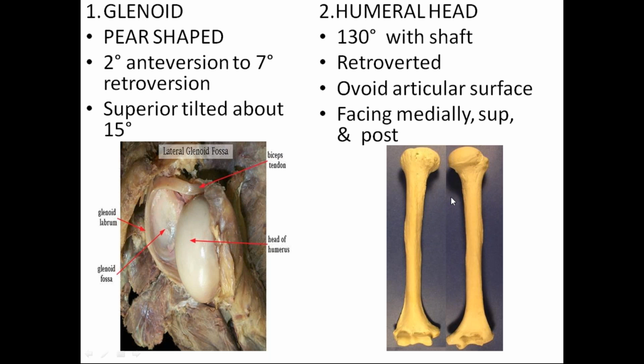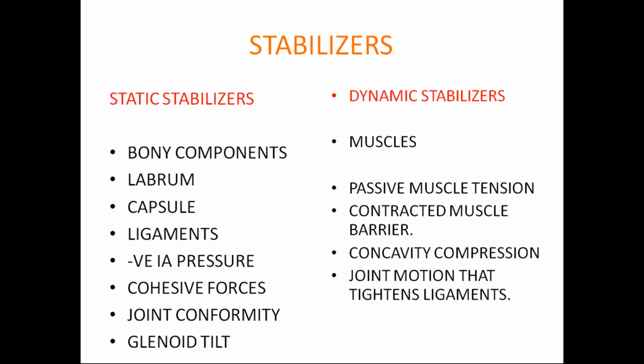The superior glenohumeral ligament mainly prevents inferior dislocation or subluxation of the joint, whereas the middle glenohumeral ligament mainly prevents excessive external rotation of the shoulder joint. The inferior glenohumeral ligament again has three parts: anterior, middle, and posterior. The anterior inferior glenohumeral ligament mainly prevents anterior dislocation or subluxation of the shoulder joint. So these ligaments mainly help in static stabilization of the shoulder joint.